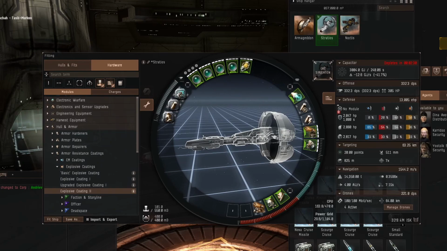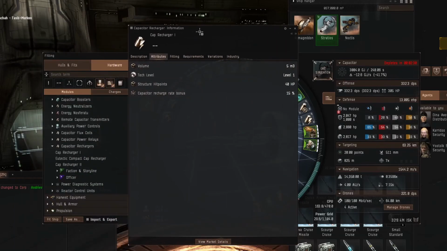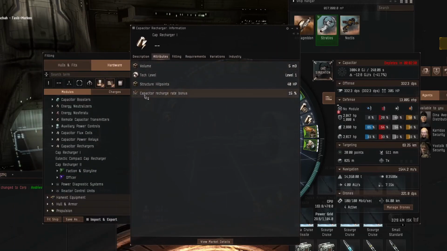So that's a few ways of reducing your capacitor need. There are also lots of ways to directly improve the capacitor. There are modules for mid slots, modules for low slots, rigs and implants. Okay, we'll start off with capacitor rechargers. Have a look at their attributes page. Capacitor recharge rate bonus 15%.